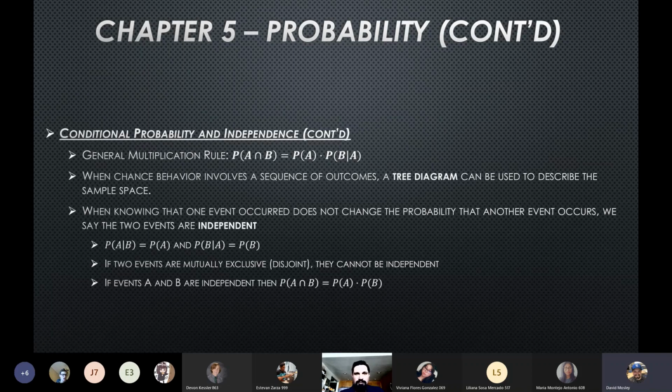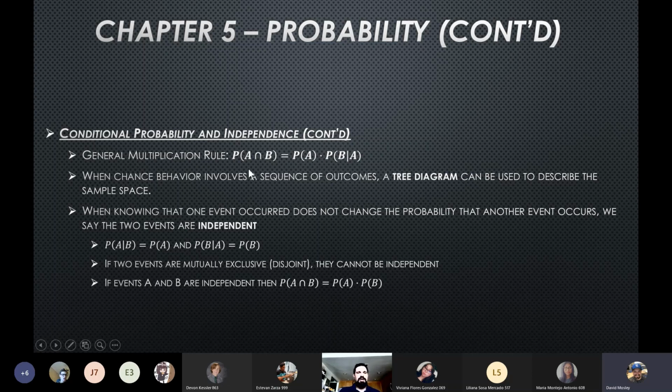There it is. We have our general multiplication rule, the probability of A and B. Right? So the probability of A and B occurring at the same time is the probability of A times the probability of B given A. We can also rearrange this and say the probability of A and B is equal to the probability of B times the probability of A given B, depending on which information we have.